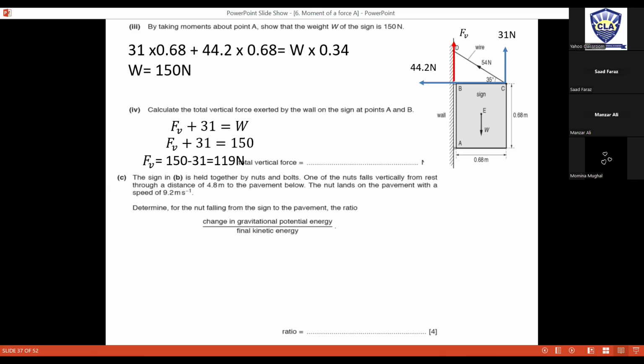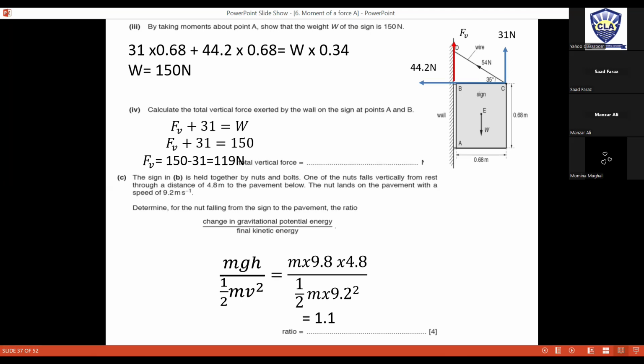Then they say that a nut falls from the rest, covers a distance of 4.8 meters, hits the ground with a speed of 9.2 meters per second. Change in gravitational potential energy and kinetic energy, mgh divided by half mv square. We know h, we know v. M and M cancels out, so we don't need the mass of the nut in this case. Simplify that, M and M cancels out, and we can find the ratio. It comes out to be 1.1 in this case.